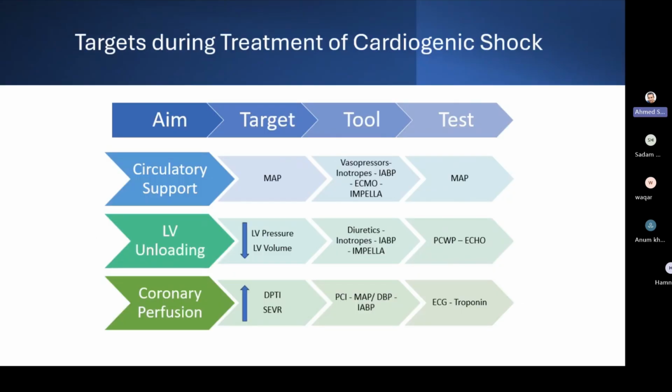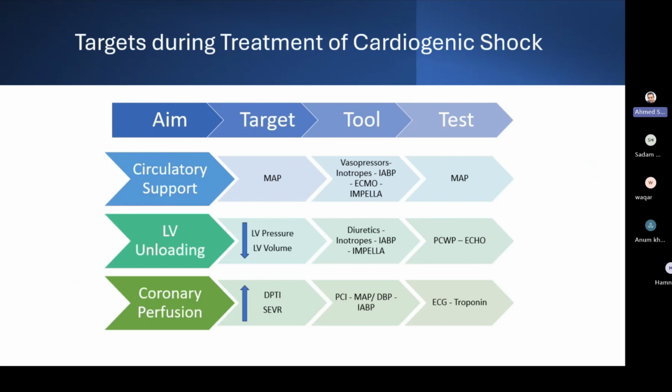If you are treating a patient with cardiogenic shock, you will have targets. You are targeting to increase the circulatory support, meaning that you need to improve the hemodynamics for the patient, like the mean arterial blood pressure. And also you have to avoid the LV distension, like you need to decrease the left ventricle end diastolic volume and end diastolic pressure. And also during the treatment of the cardiogenic shock, you have to improve the coronary perfusion.